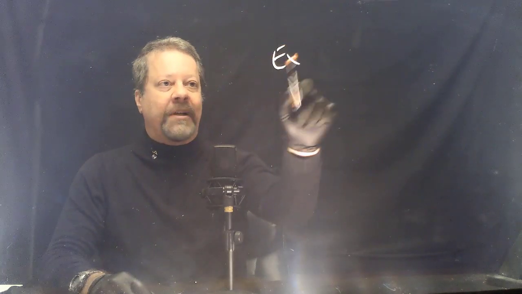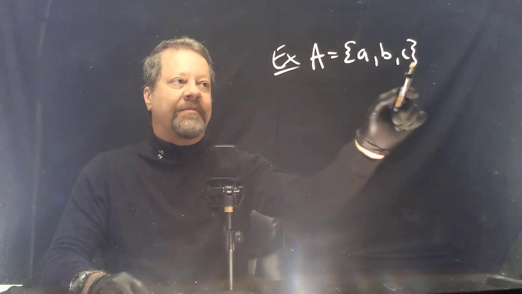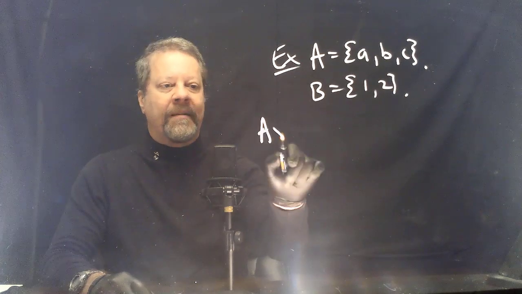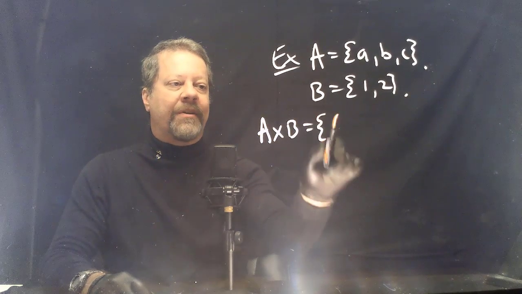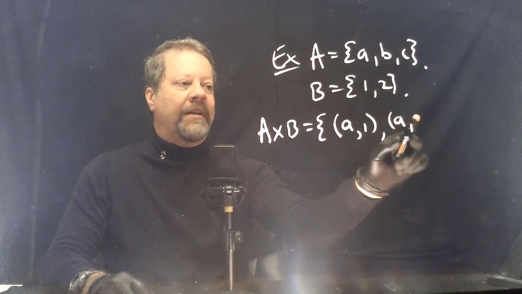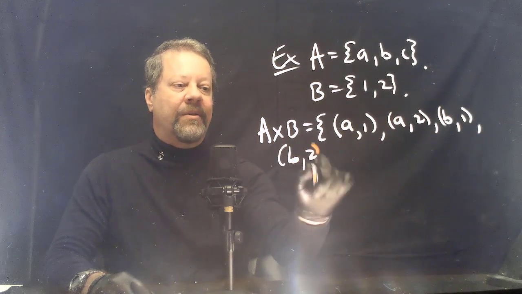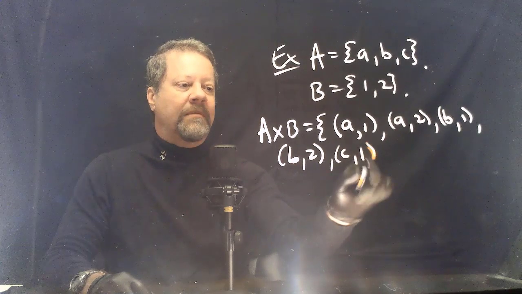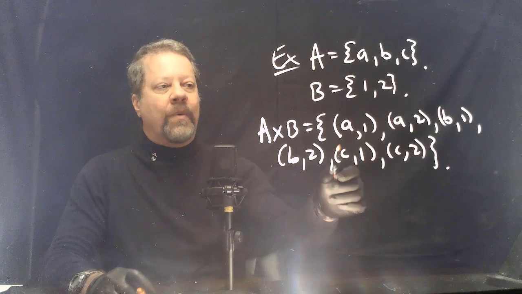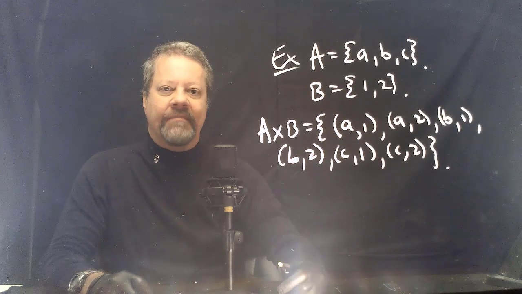As an example of a Cartesian product, suppose A is the set {a, b, c} and B is the set {1, 2}. Then A cross B will be the set of all such ordered pairs: (a,1), (a,2), (b,1), (b,2), (c,1), (c,2). The set of all ordered pairs where the first coordinate comes from the first set A and the second coordinate comes from the second set B.